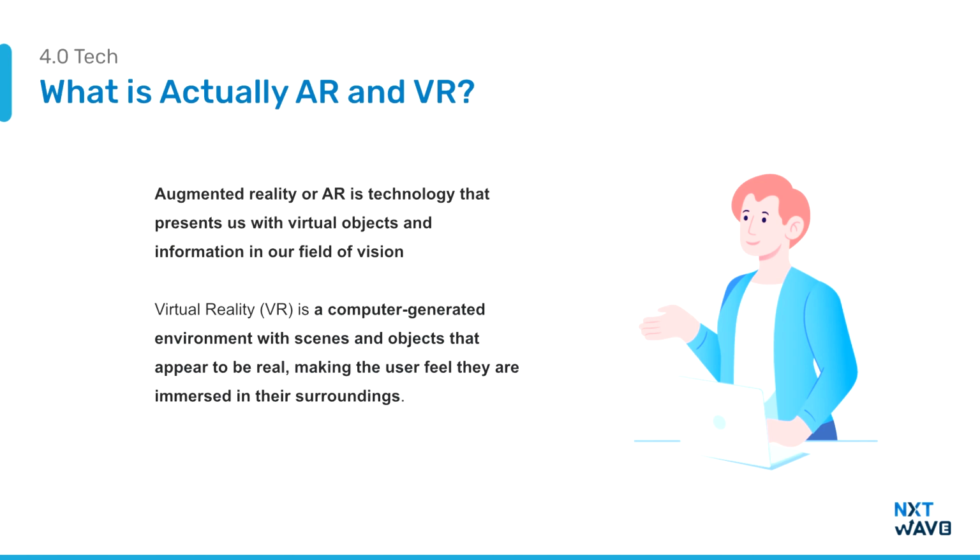Now, what actually do AR and VR mean? Augmented reality adds digital elements to a live view, often by using the camera of a smartphone. Virtual reality is a completely immersive experience that replaces a real-life environment with a simulated one. So, why do we use AR and VR in the classrooms?